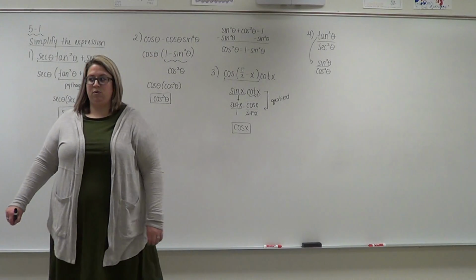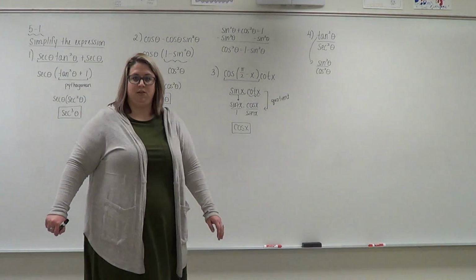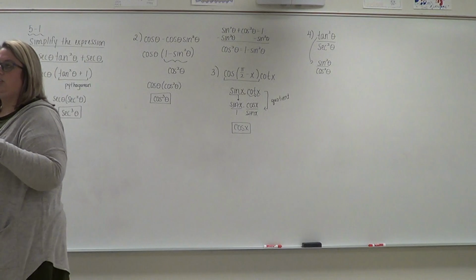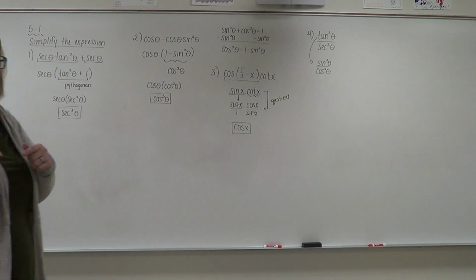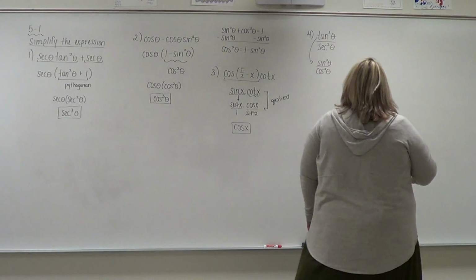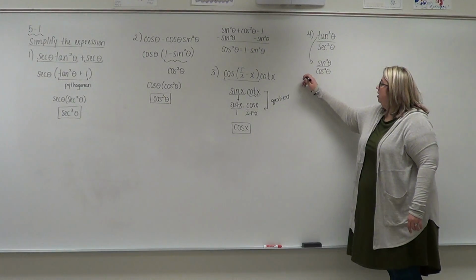Is everybody with me on that part? Pythagoreans can't change. So cosine squared plus sine squared equals 1. You can't make those different powers. But reciprocals and quotients, you can make them squareds, cubes, fours, fifths. Since I'm changing tangent squared, those both had to be changed into squareds. But if I had a tangent cubed over secant squared, it would be fine. Okay? Alright. Now, then I have my fraction bar.